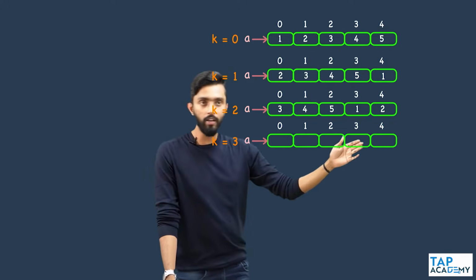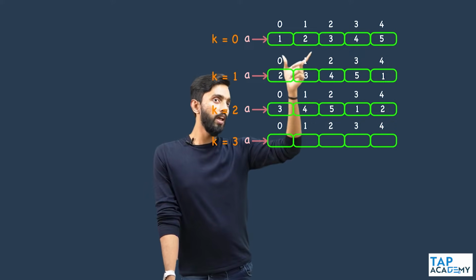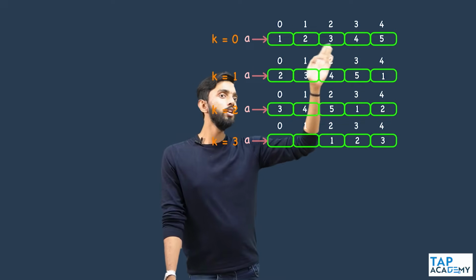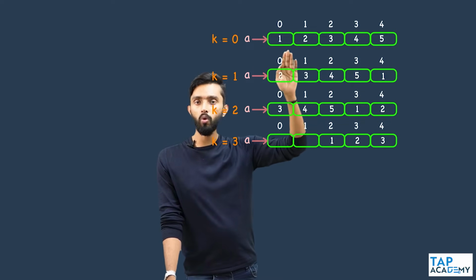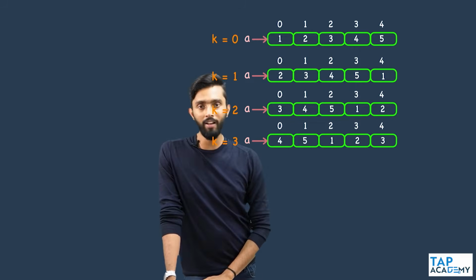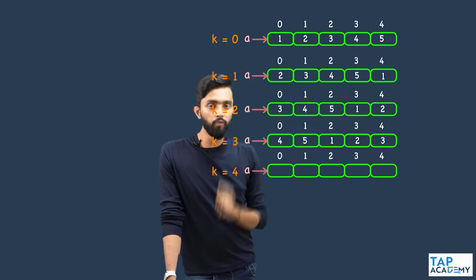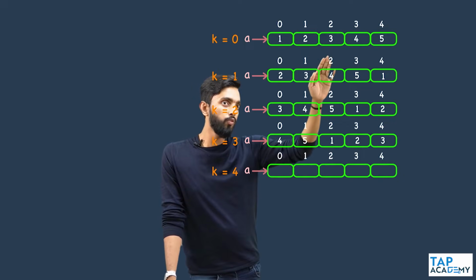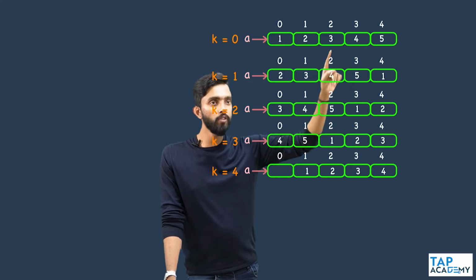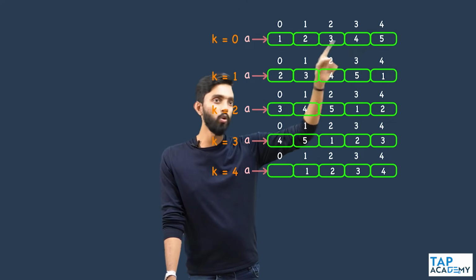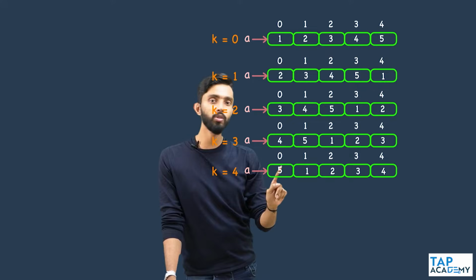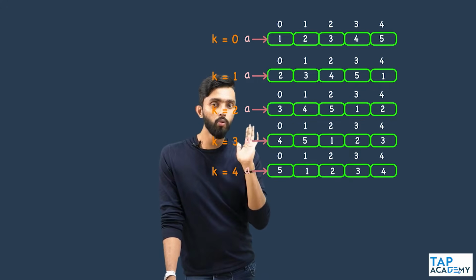What if I rotate it 3 times? Take the first 3 elements, place it at the end. Rest of the elements, shift it by the number of times you have to rotate, in this case 3. So 4 comes here, 5 comes here. Any confusion till there? If I rotate it 4 times, take the first 4 elements, place it at the end. Then whatever is remaining, shift it to the left by the number of times you have to rotate. So that is 1, 2, 3, 4. 5 should come at the beginning. That is what happened.